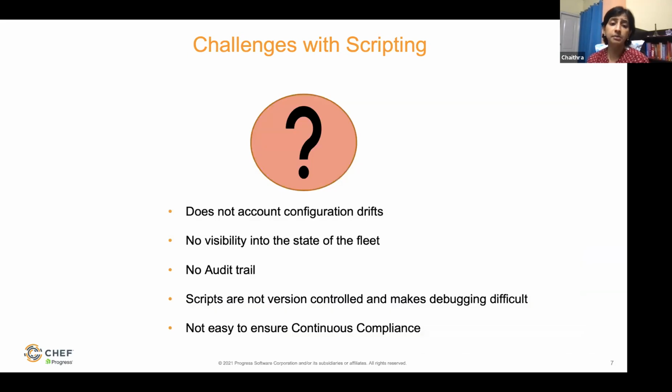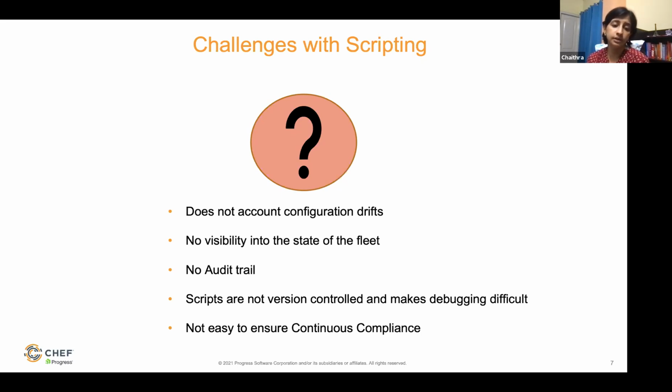And then there are more challenges with scripting. It does not account for configuration drift. Let's just say you deployed a script, but you don't know whether the script was run successfully. And even if it ran successfully, and the configuration was later changed manually or some issue happened due to which the configuration drifted, there is no way to know that. Also, there is little visibility into the state of the fleet. And since scripts are not version controlled, it becomes really difficult to debug.